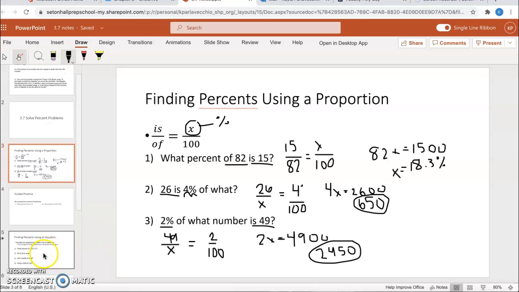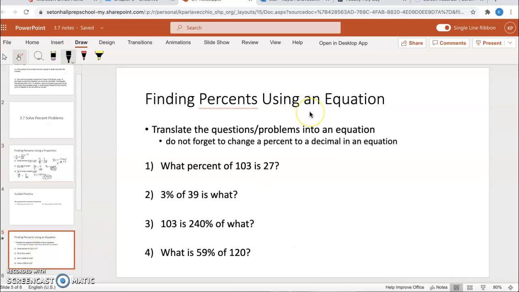The other examples that you could possibly use are using an equation. This method is pretty nice to use as well because you go ahead and just translate the question or the statement word by word into either an operating symbol or keeping the number as it is. Now, in these examples, you have to remember that you have to change the percent to a decimal. You do not have to do that in the proportion method.